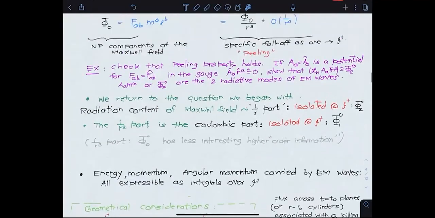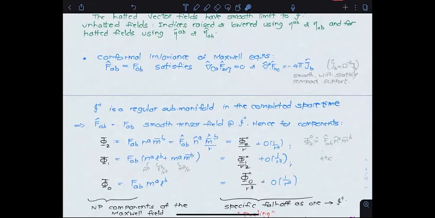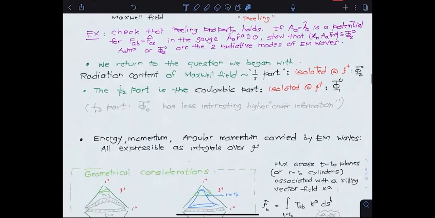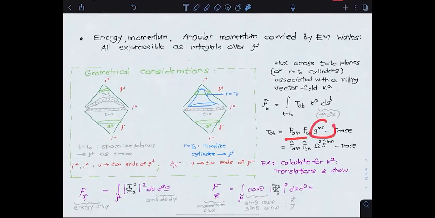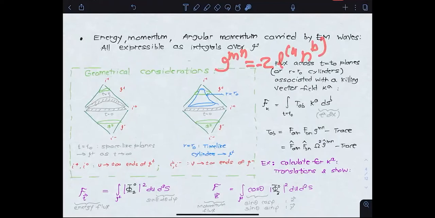And phi naught is the object that was obtained by taking F and plugging into M hat and M bar hat. So what you have to do is to just expand this out, F_AB, expand out this g_mn, the full metric, that is given by minus 2 times L_(A N_B). These are the orthonormal tetrad, sorry.